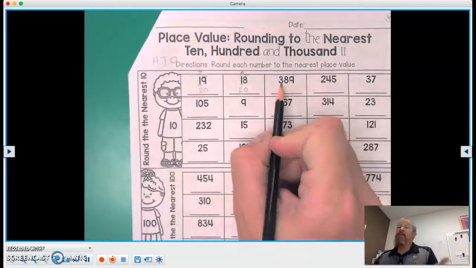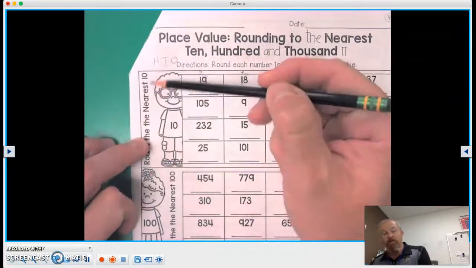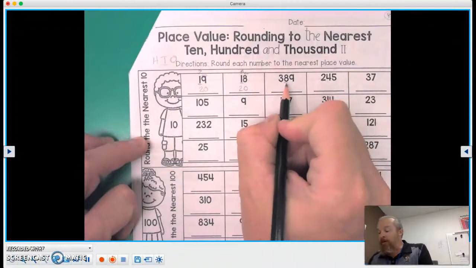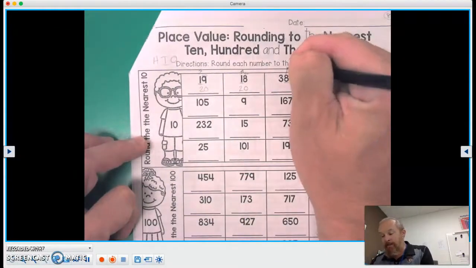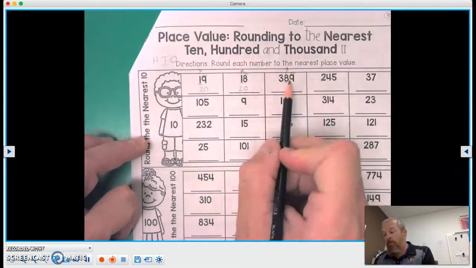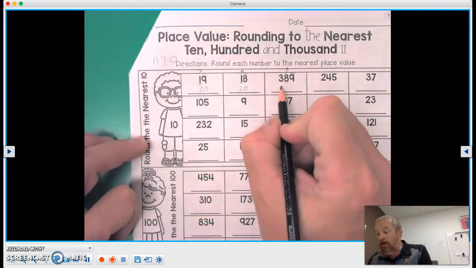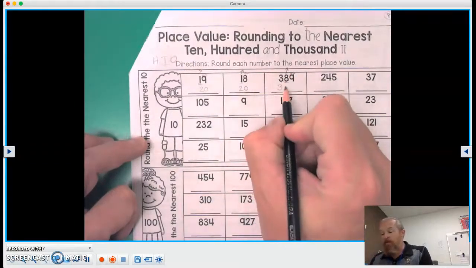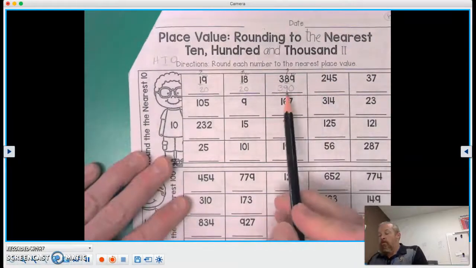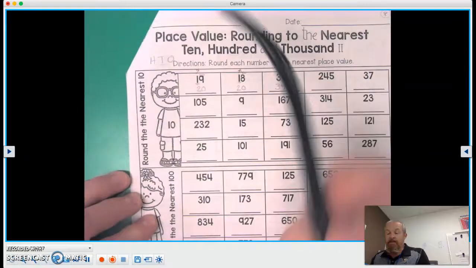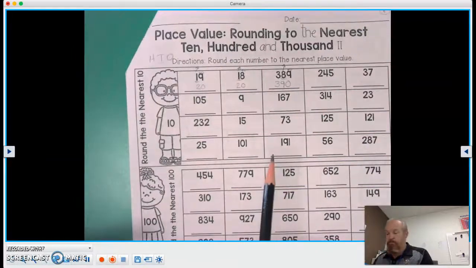Just because it has 100 doesn't mean that's going to change. We're still going to look at our tens column. Remember, we're rounding to the nearest 10. So we look at our 8, then look next door at the 9. The 9 tells us whether to raise the score or let it rest. 5 or more, raise the score. So we keep the 3 in the hundreds, but the 8 goes up to a 9: 390. All of these rounded to the tens will end in a 0.